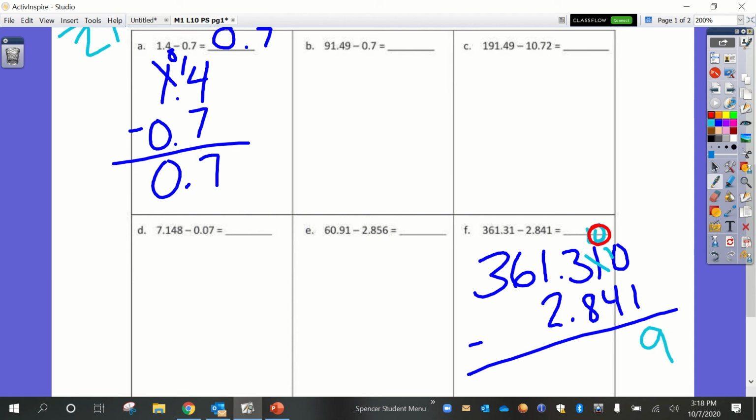No, I can't. So I again need to go to my place to the left, which is the tenths place, regroup from there, and make those into hundredths. Now I have 10 hundredths minus 4 hundredths. I can do that. Can I take 8 tenths minus 2 tenths?